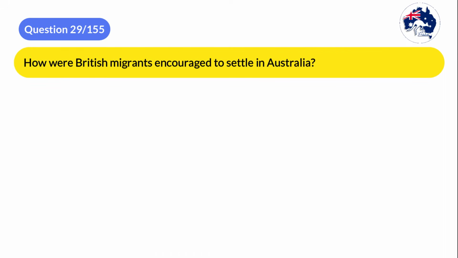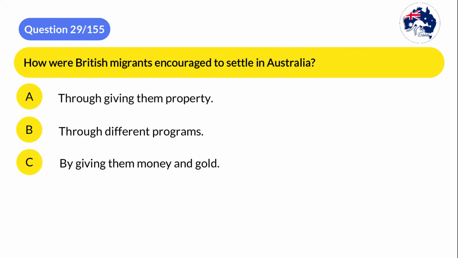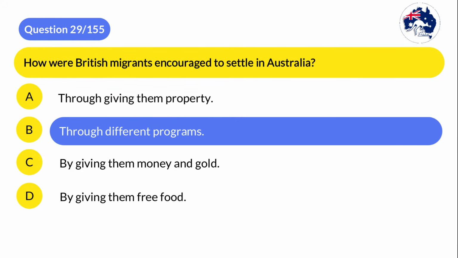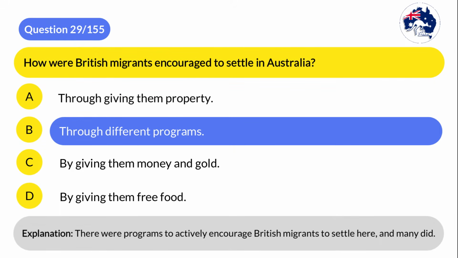Question 29. How were British migrants encouraged to settle in Australia? A. Through giving them property. B. Through different programs. C. By giving them money and gold. D. By giving them free food. The correct answer is B. Through different programs. Explanation: there were programs to actively encourage British migrants to settle here, and many did.